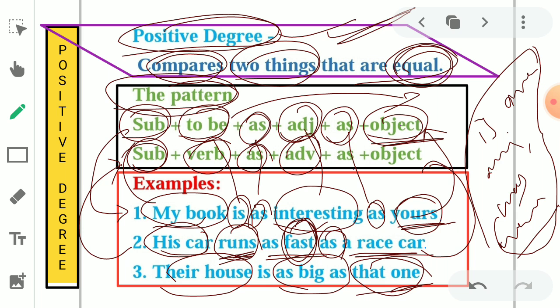finally, what we can notice is that two things are compared that are equal. For example, their house is as big as that one. That one and their house both are similar in size. That's why they are equal. These concepts are used in one degree, that is positive degree. Let us move forward.